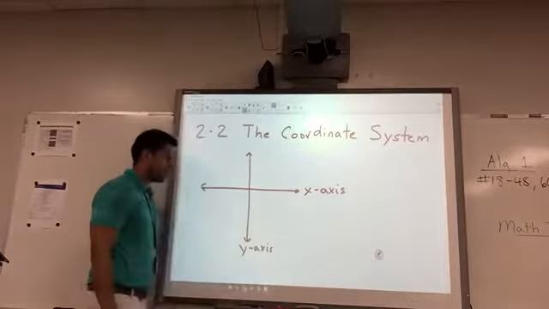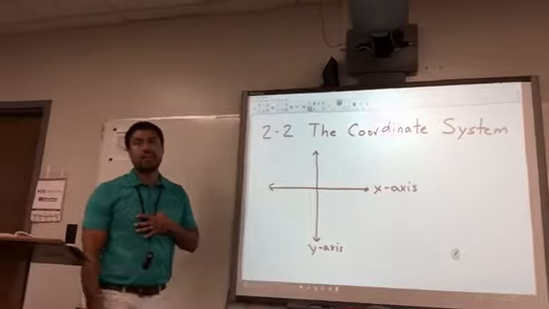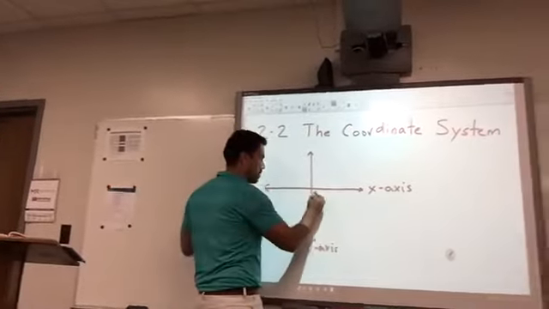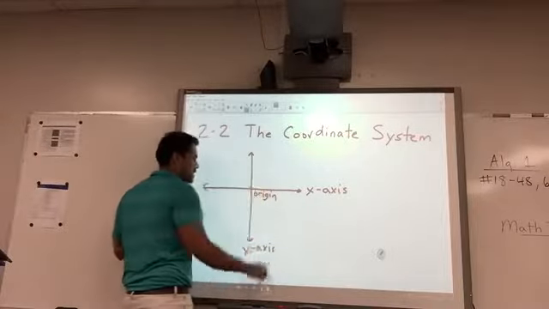So we already know these things. What's the point where the x and y axes meet? The origin. So I'll put here origin, right there in dead center.